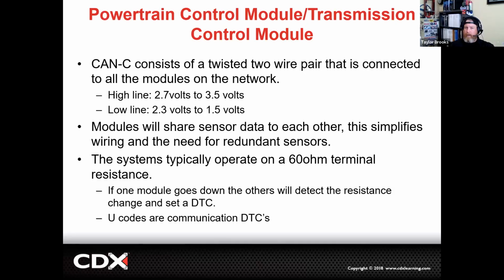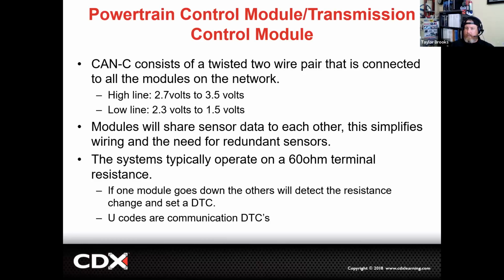So we're very familiar with P codes or powertrain codes, like P0731, which is gear ratio error in first gear, and that's a generic powertrain code. But if we have a communication line issue, we will set a U code. So U0100 is a general module failure, meaning that there is a module that is not communicating correctly on the CAN-C network, and for us to look at it.